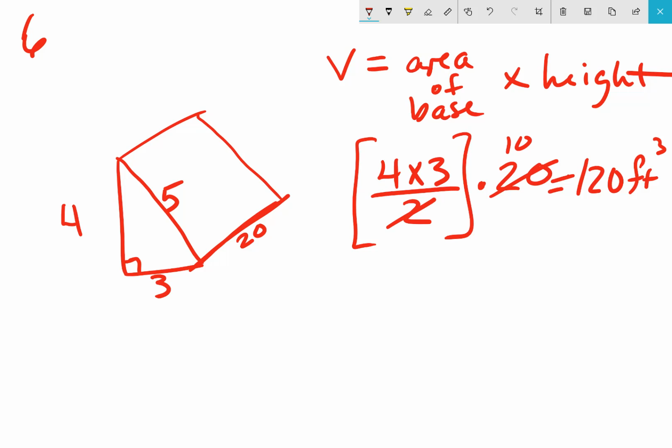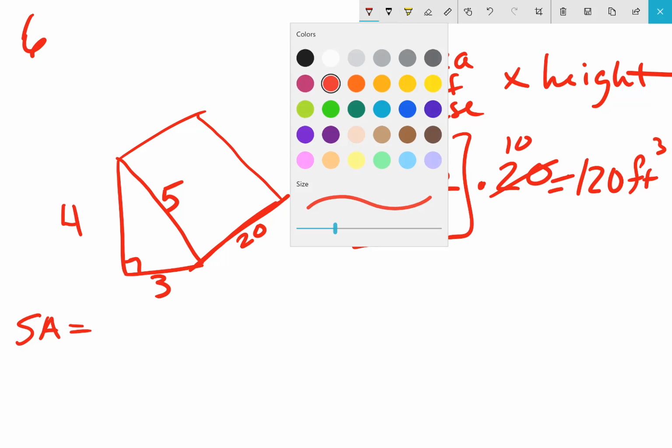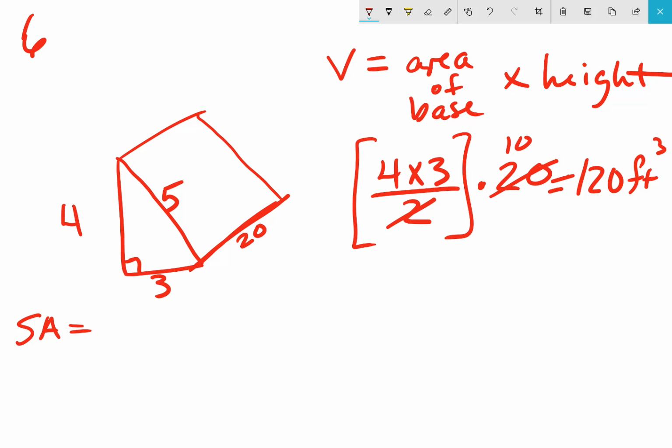All right, to find the surface area, it is the sum of all the shapes involved in this solid. So we're looking at all the faces. Now you have 2 triangles, one on each end. So this one and the other one that's back there. All right, so each one of those has an area of 3 times 4 divided by 2, base times height over 2. So there's 2 of them, base times height over 2.